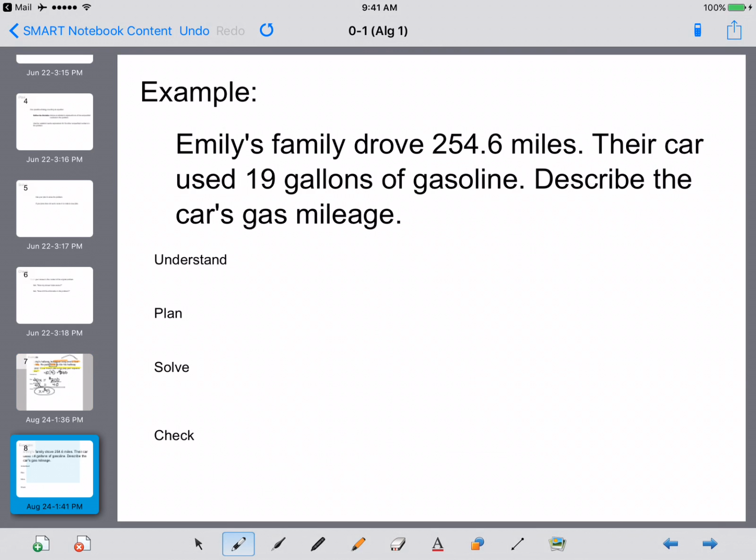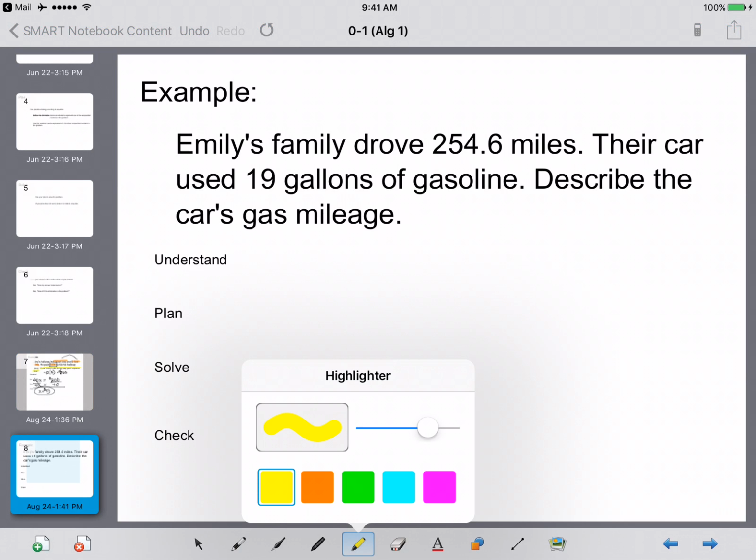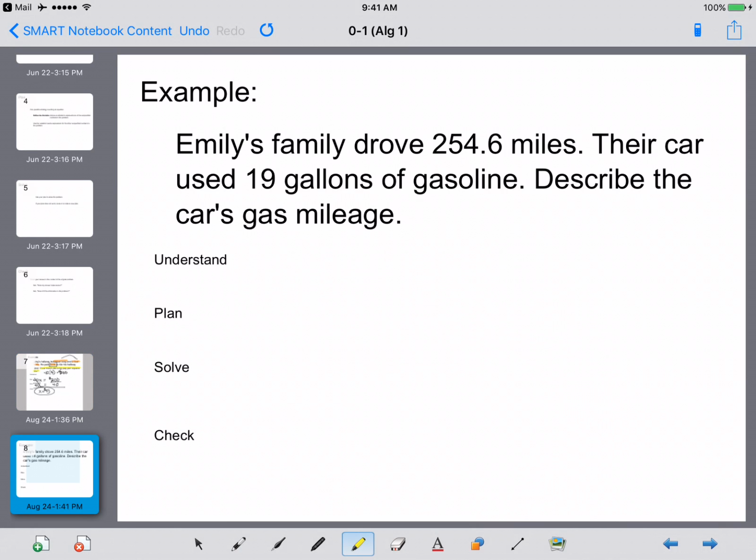And you can go ahead and try this one on your own, or you can walk through with me, whichever one you feel most comfortable doing. So here it says Emily's family drove 254.6 miles. Their car used 19 gallons of gasoline. Describe the car's gas mileage. Okay, so we want to know the car's gas mileage. When you are talking gas mileage, what is it that you want to know? You want to know how many miles per gallon you get. So we're looking for miles per gallon. That's what we're searching for in this problem.